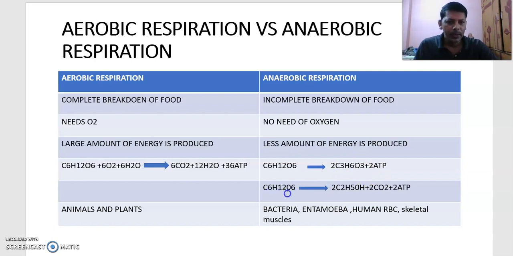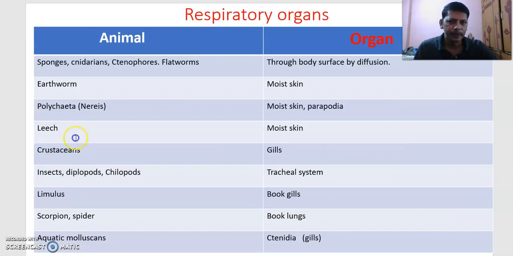In the other anaerobic respiration, C6H12O6, that means glucose, with no oxygen, gives 2 molecules of alcohol, 2 molecules of carbon dioxide and 2 molecules of ATP. Those are the differences between aerobic and anaerobic respiration.